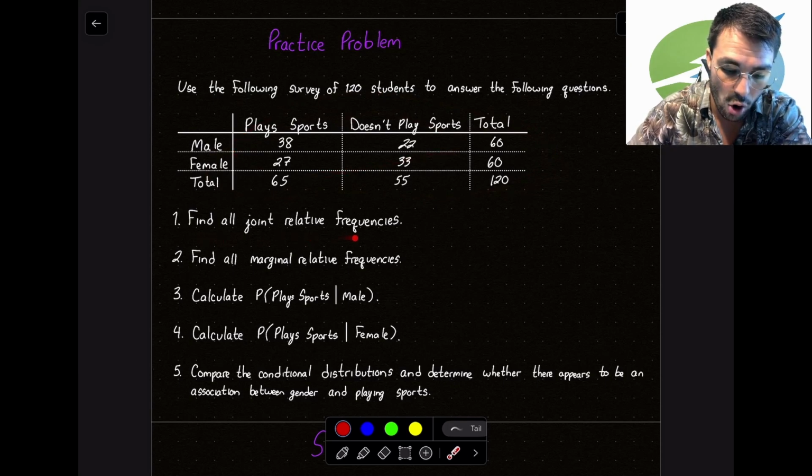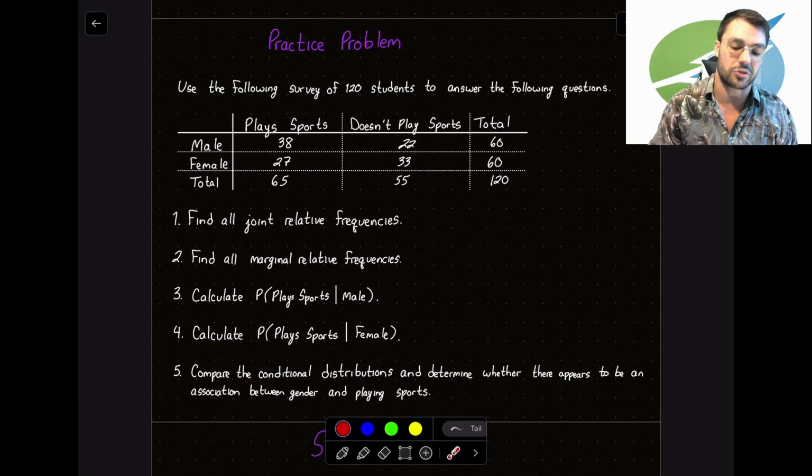1, find all joint relative frequencies. 2, find all marginal relative frequencies. 3, calculate the probability that a student plays sports given they are male. 4, calculate the probability that a student plays sports given they are female. And lastly, compare the conditional distributions and determine whether there appears to be an association between gender and playing sports.